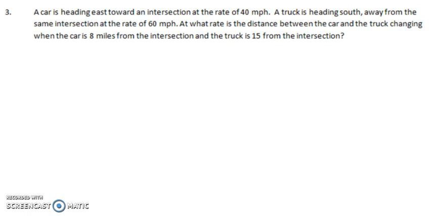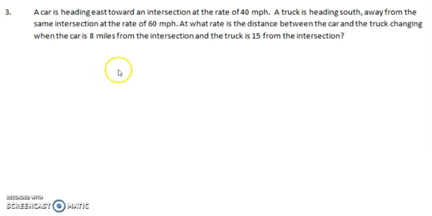This is problem number 3 on related rates day 2 notes. Alright, so here we have a car that's heading east toward an intersection at a rate of 40 miles per hour. A truck is heading south away from the same intersection at the rate of 60 miles per hour. I'm going to stop right there and draw this scenario.